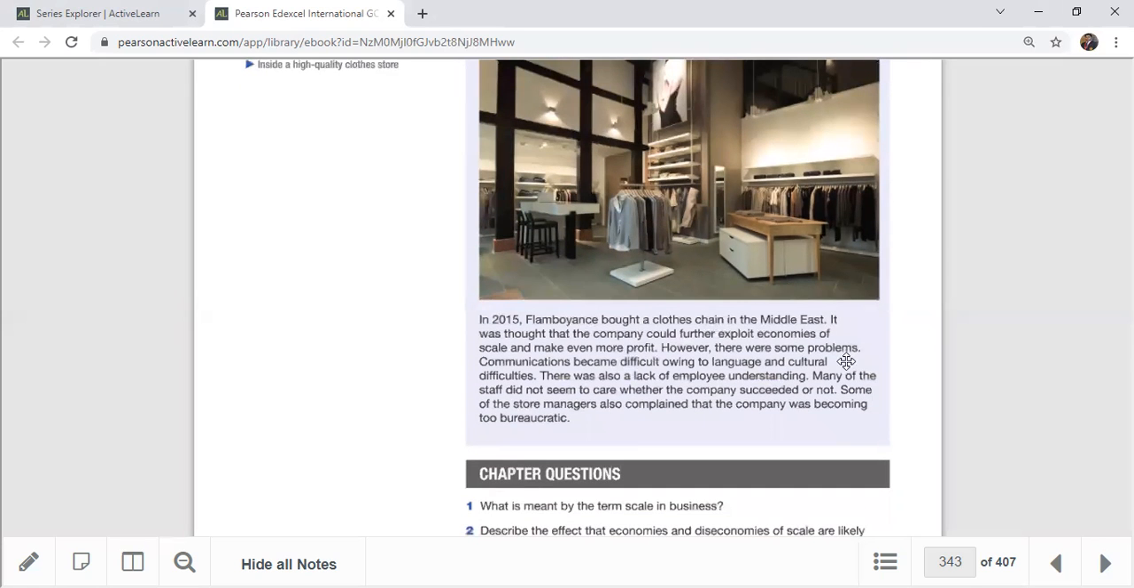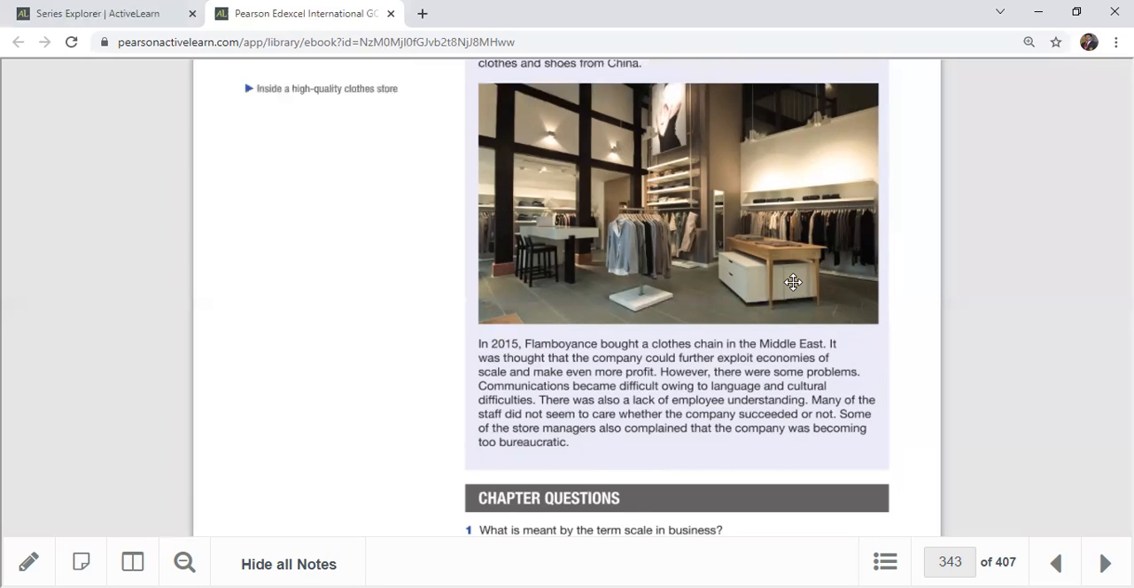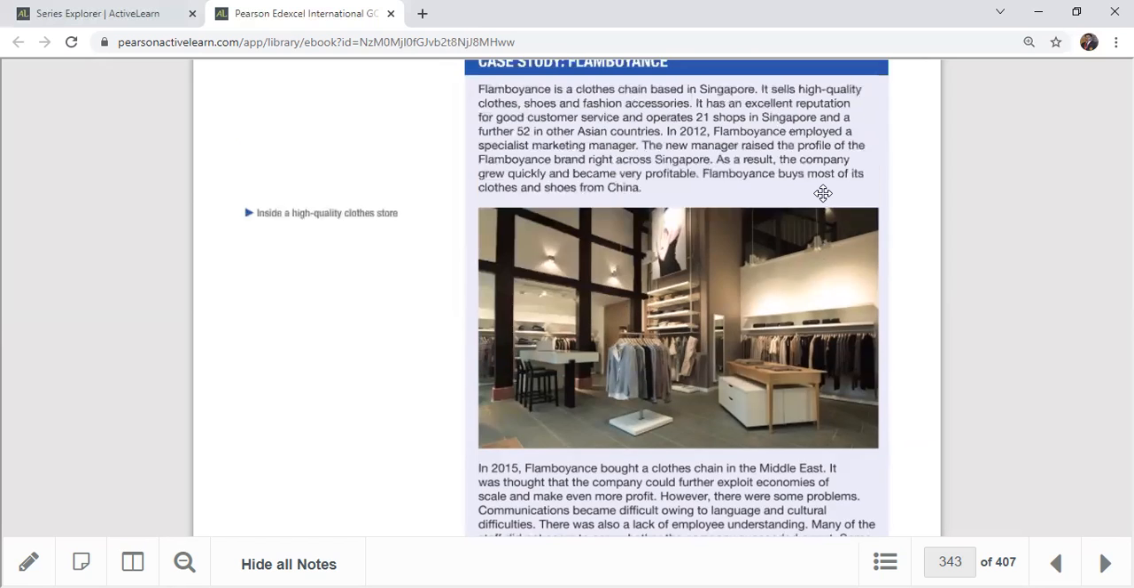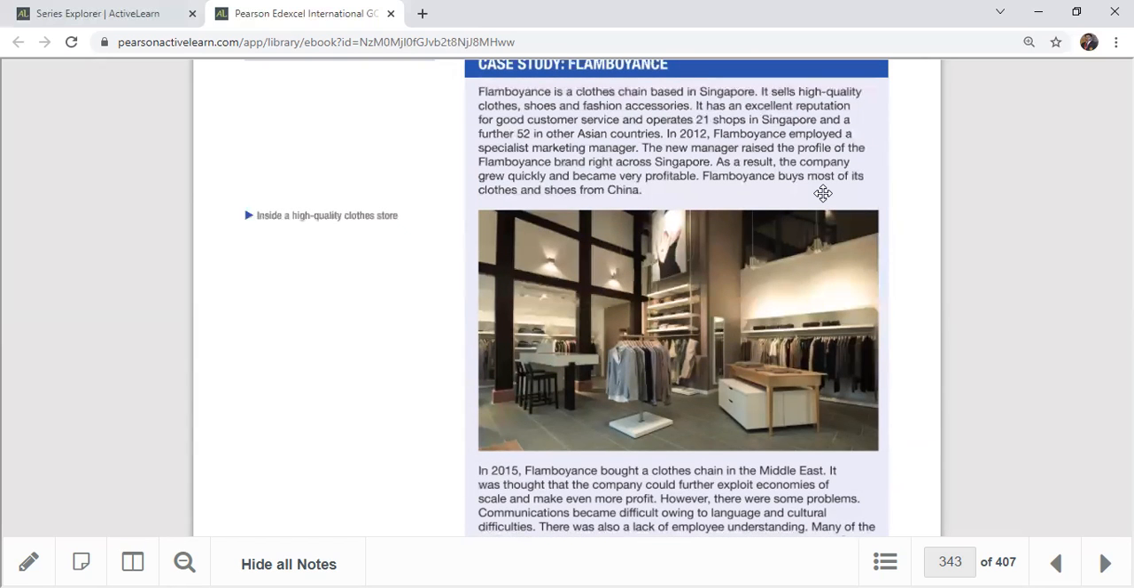Correct. So you can see the company later had some difficulties, like language and cultural problems and lack of employee understanding. Many of the staff did not seem to care whether the company succeeded or not. The store managers complained that the company was becoming too bureaucratic, with so much paperwork to fill. It was a clothes chain in the Middle East that was bought by them, and this situation happened because in the Middle East they use Arabic and other different languages. It's a multinational, Singapore-based company, with an excellent reputation for good customer service, 21 shops in Singapore and another 52 shops in Asian countries.